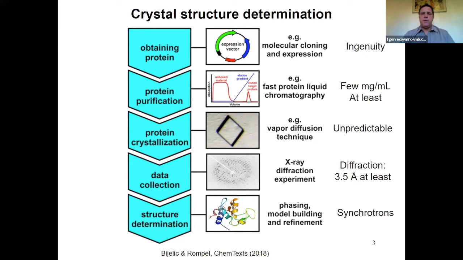And the main technique is vapor diffusion. Here, I mentioned that it's unpredictable. So the unpredictable aspect is why we are using a lot of different conditions to attempt crystallization.